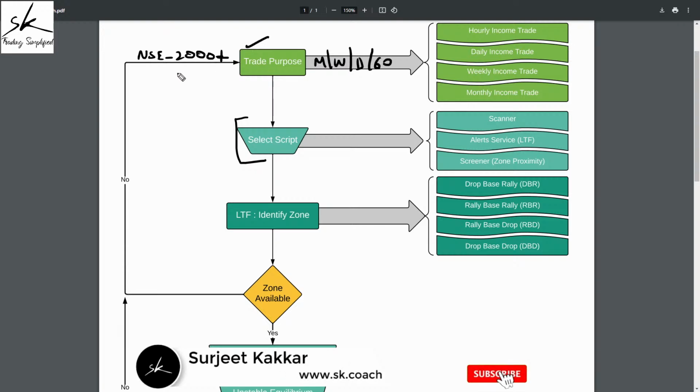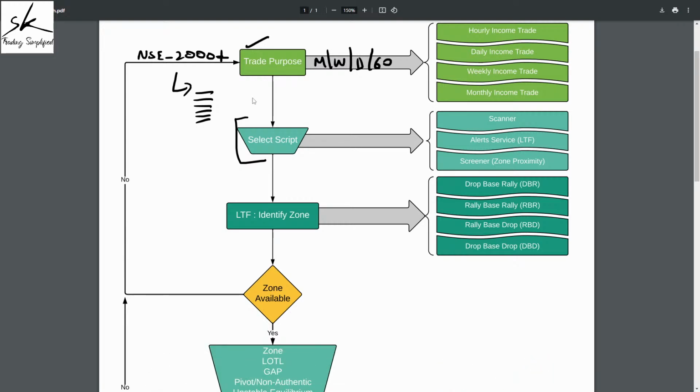So from this big enough list, I have to get a smaller list, because if I have a small list, I can do my analysis almost every other day. But if I have to analyze 2000 plus companies every other day, it's not an easy task. So now the question is, how do I get this smaller list?